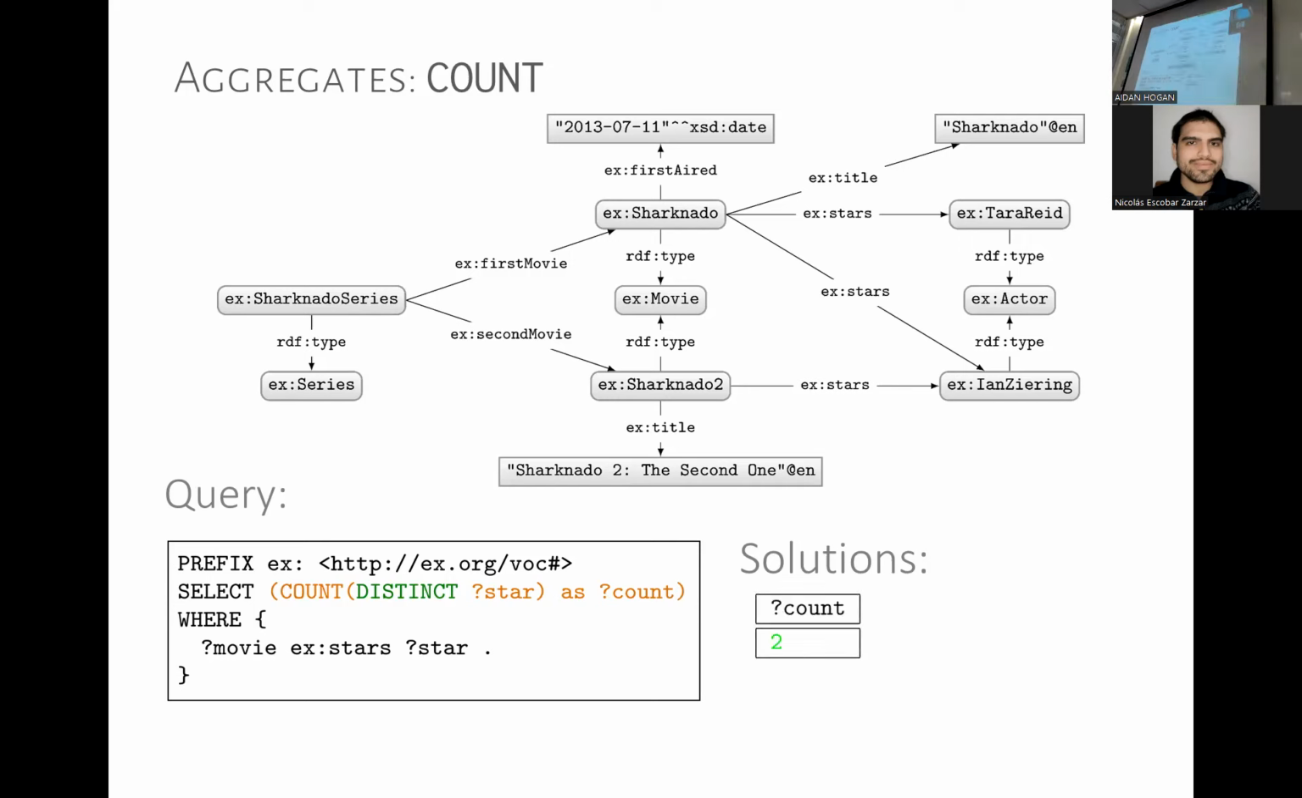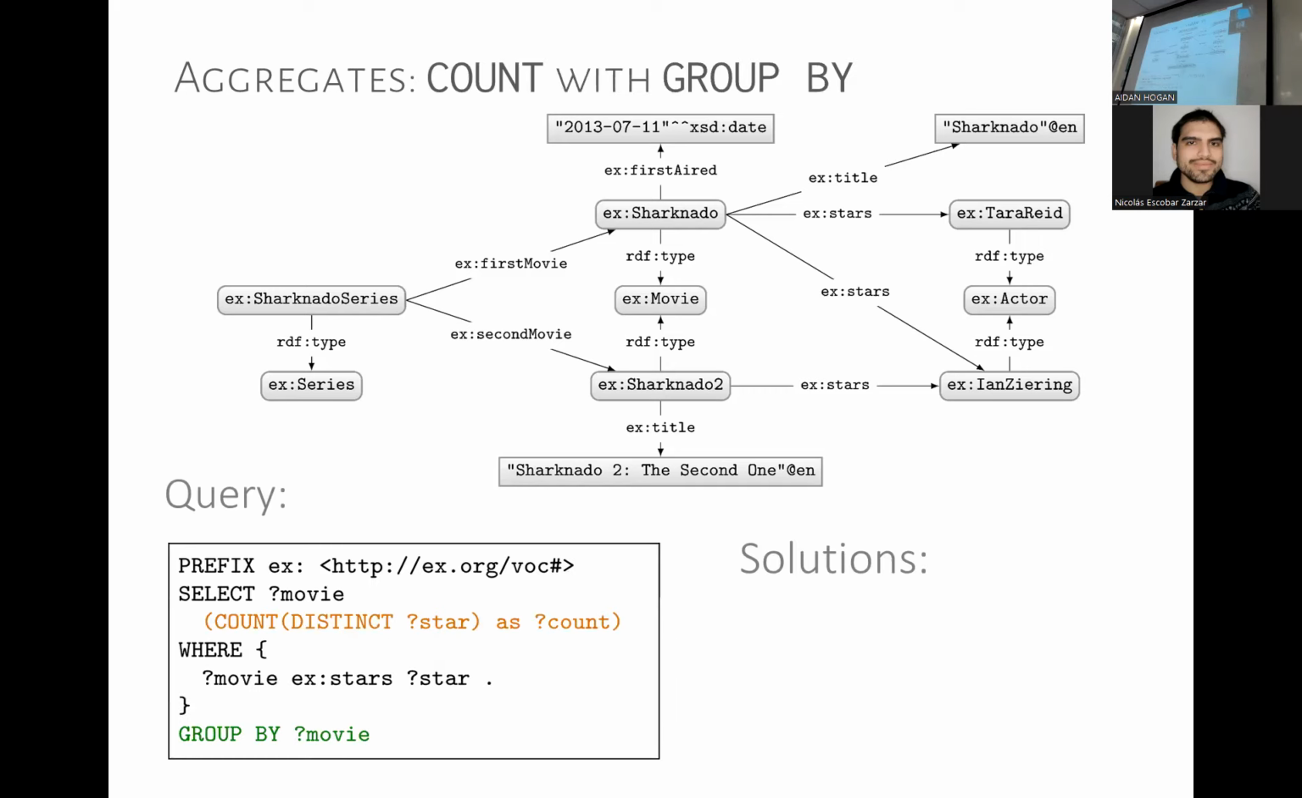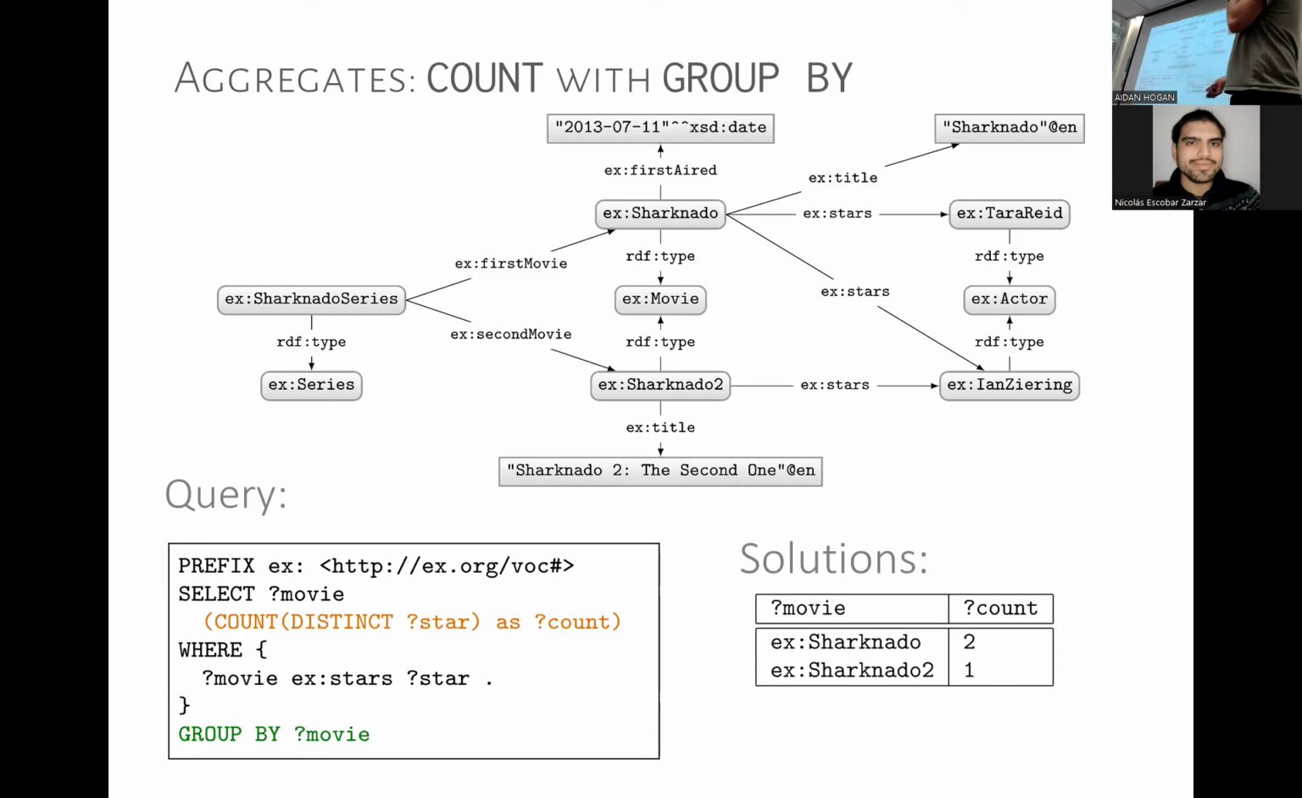So this is similar to SQL. How many stars does each movie have? If we wanted to do that in SQL, we would use, as well as count, group by. So here in Sparkle, it's the same. We just group by movie, and then we do count distinct. So we can use group by as well, and we get here Sharknado has 2 stars, Sharknado 2 has 1 star.